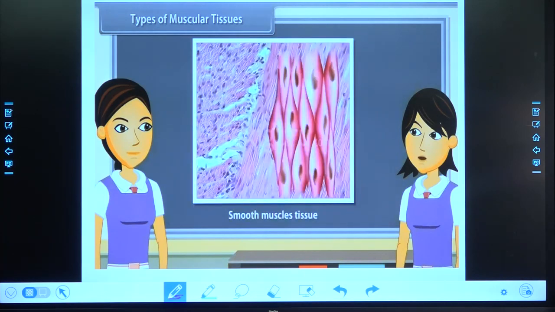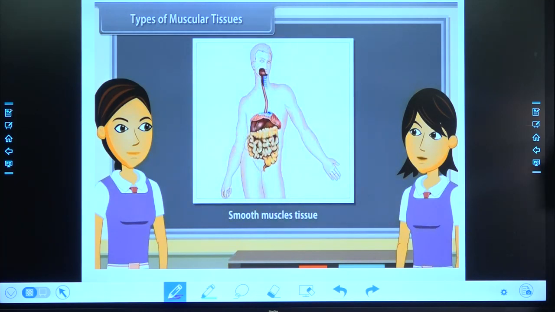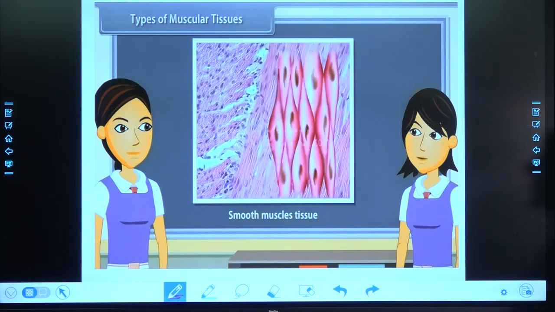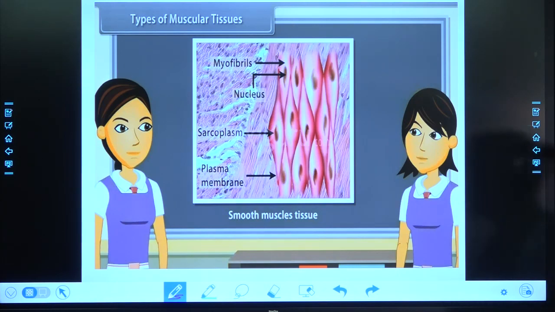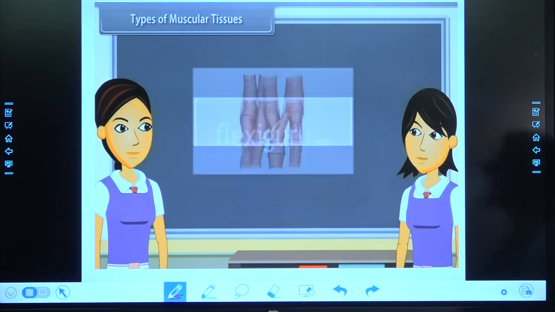Smooth muscles are present in the wall of stomach, intestine, blood vessels, iris of eye, ureter. They are small sized, uninucleate, and spindle shaped, and are generally arranged in layers. They are involuntary muscles and they cannot be started or stopped.